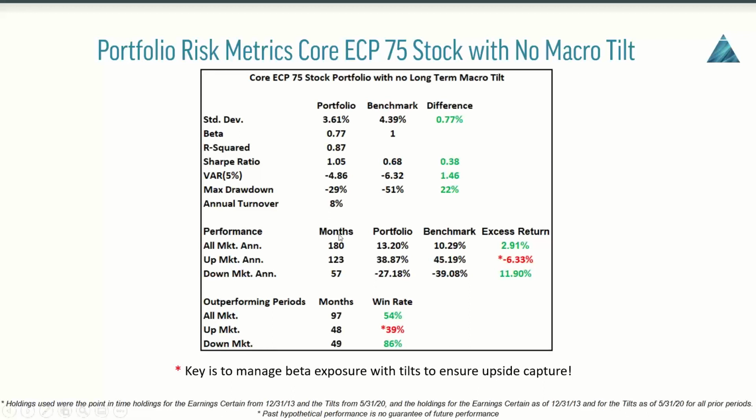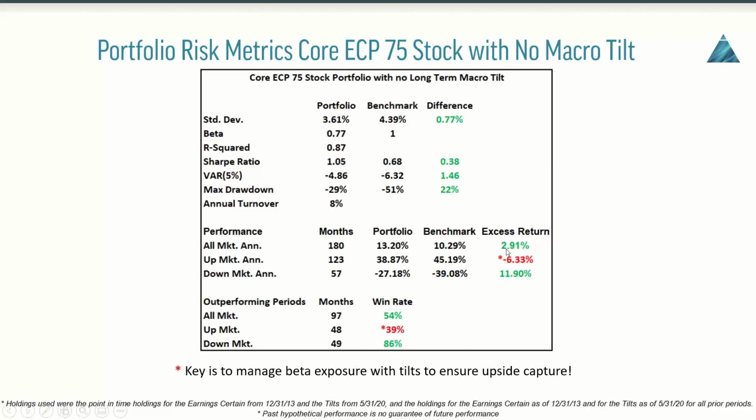Okay. So when we ran the actual performance over that 180-month time period, which is roughly 15 years, you can see that the all market annual return for the portfolio is 13.2%. Benchmark return is about 10.29. So we've got an overall cumulative excess return of 2.91. The upmarket annual returns registered in at about 123 months.